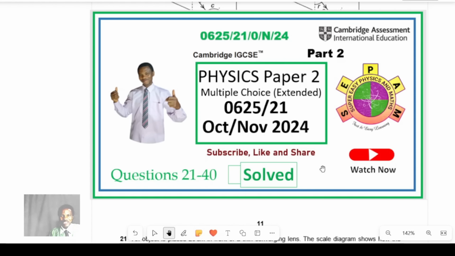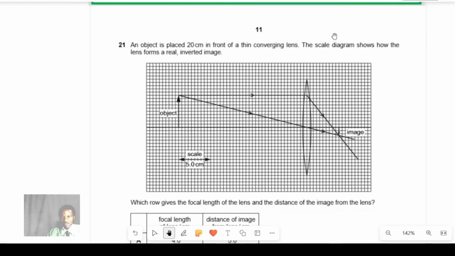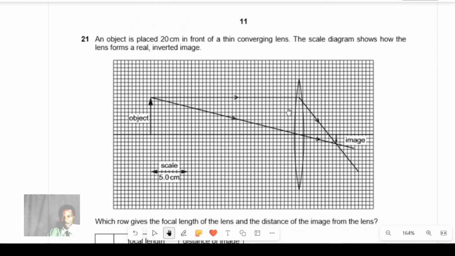Today I'm Orisheje Matthew, and today we are going to be looking at part 2 of the model answer to IGCSE Physics, paper 2, variant 1, October-November 2024. In this part 2 video, we're going to be looking at questions 21 to 40. So let's continue to the question paper.